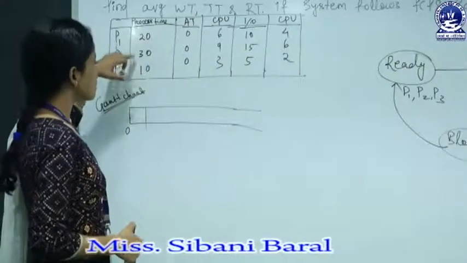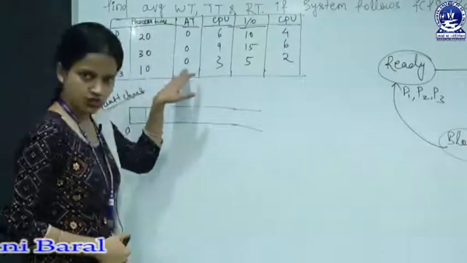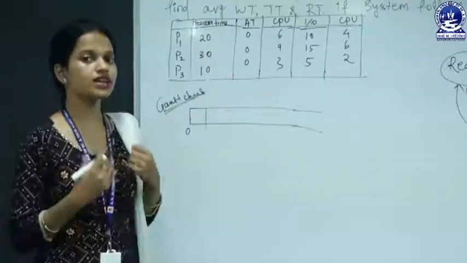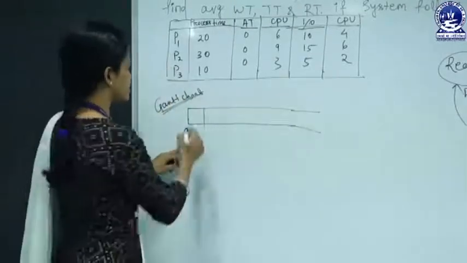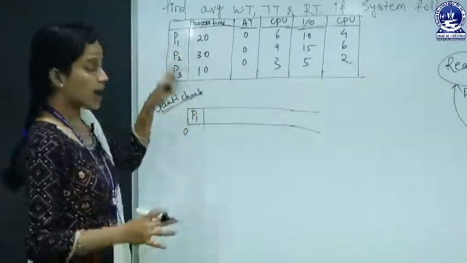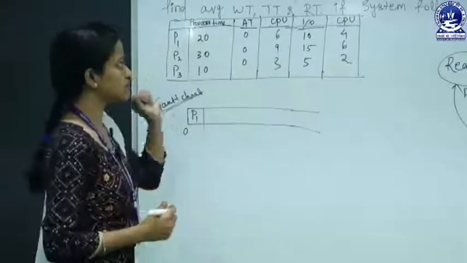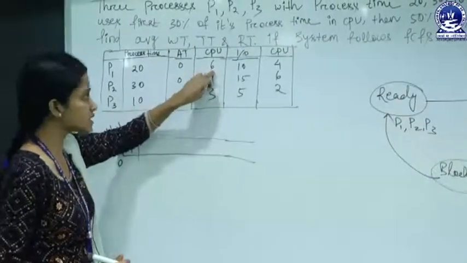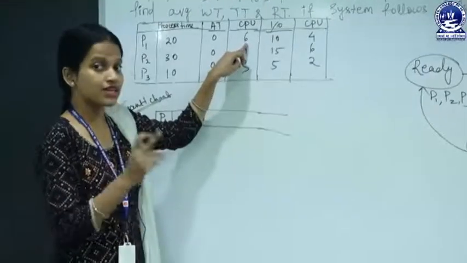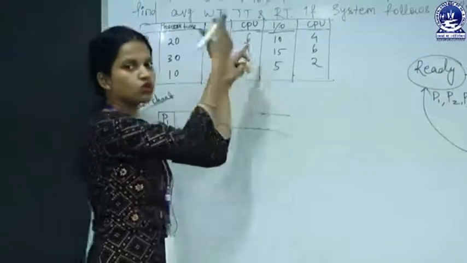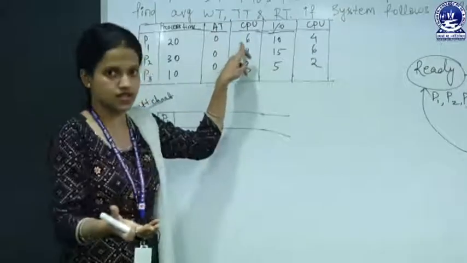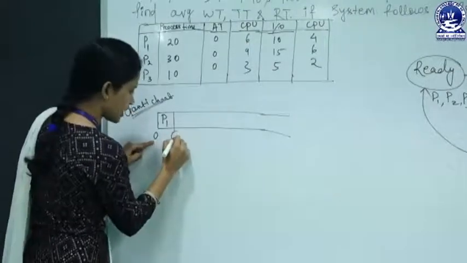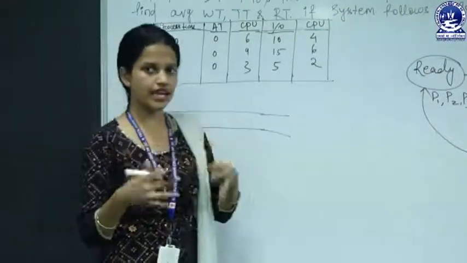As all the processes P1, P2, P3 arrived at time 0, to break the tie we'll go through the order of writing the processes. So first we will allocate P1 to the CPU at time 0. For how long? The first 30% of its process time is in CPU. First 30% means 6 units of time it will spend in CPU. Then at time 6, it will go to the IO operation, to the block state for doing its IO operation. So for 6 units of time, P1 will execute in CPU.